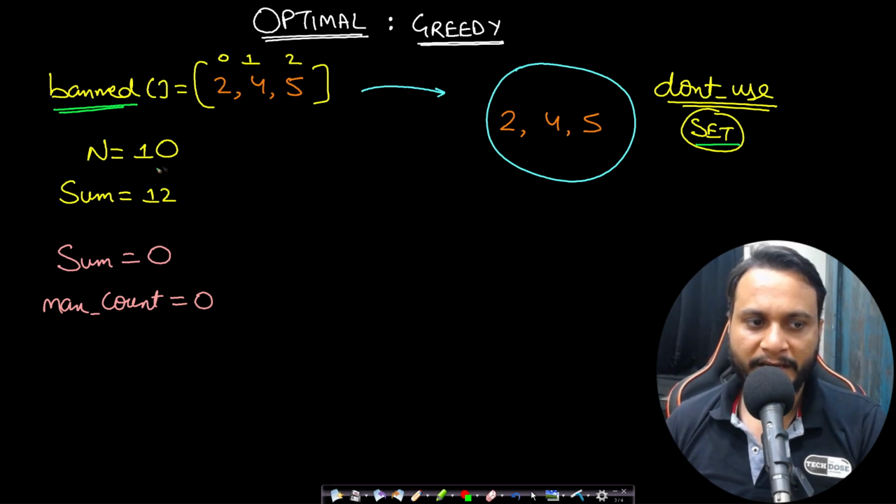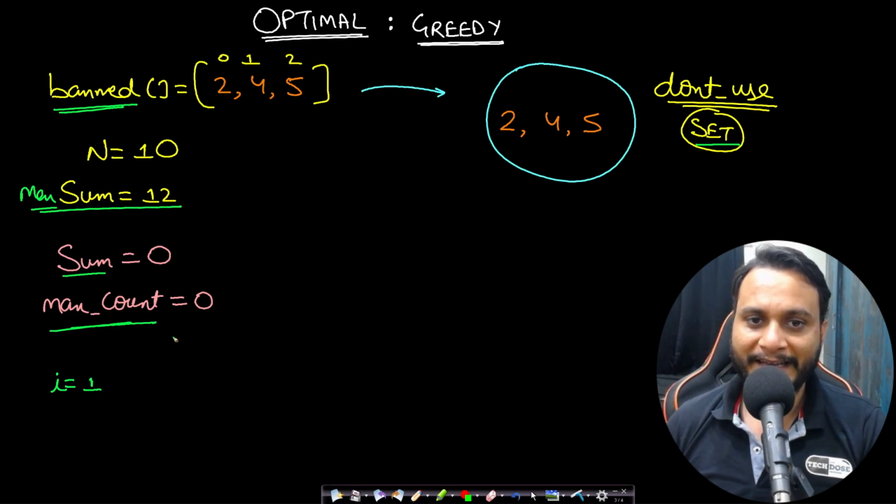Now I will be taking the n value to be 10 and let's say the maximum value to be 12. I'll be keeping the current sum value, which is 0, and a maximum counter, which will tell me how many items we have successfully included. And I will be starting my iteration with a value 1, since I want to add as small numbers as possible, greedily, right? So 1 will be checked in the set and it is not present.